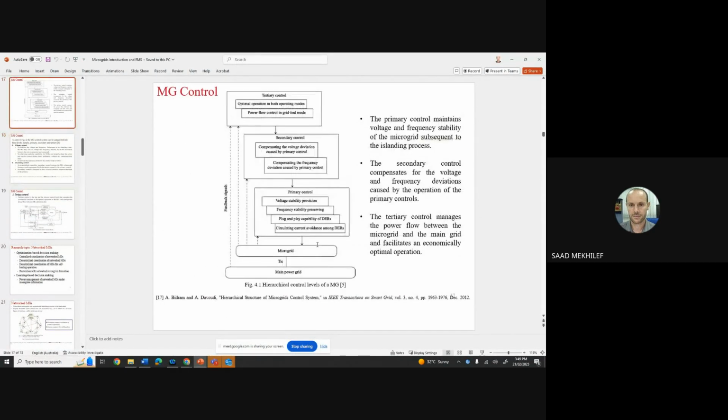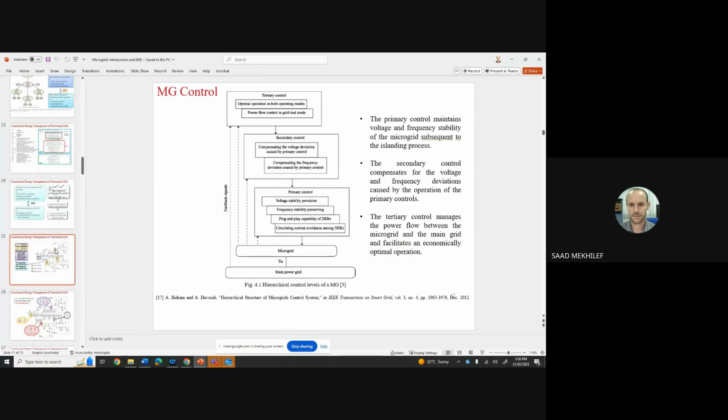Like I mentioned before here, the primary control maintains the voltage and the frequency stability of the microgrid subsequent to, for example, island mode. So this is controlling the microgrid. The secondary control compensates for the voltage and the frequency, and the tertiary control coordinates the microgrid and the main grid, and facilitates economical operation, to sell, like I said before. I think I've shown one example just now.